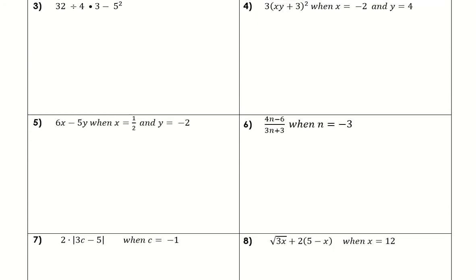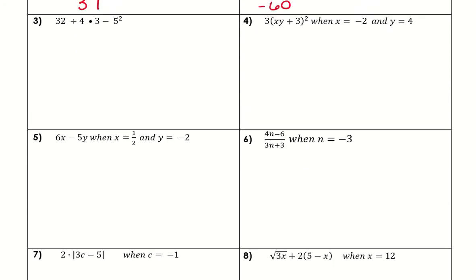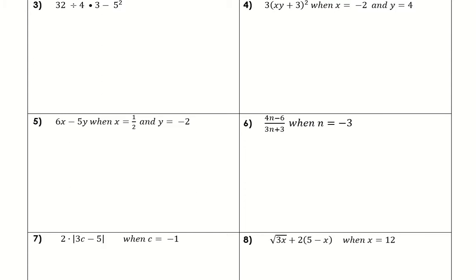If you need to look back at anything and watch it again, please feel free to do so. Okay, number 3, the answer is -1. And again, we are following GEMDAS here. And I recommend you write GEMDAS on your test like this.